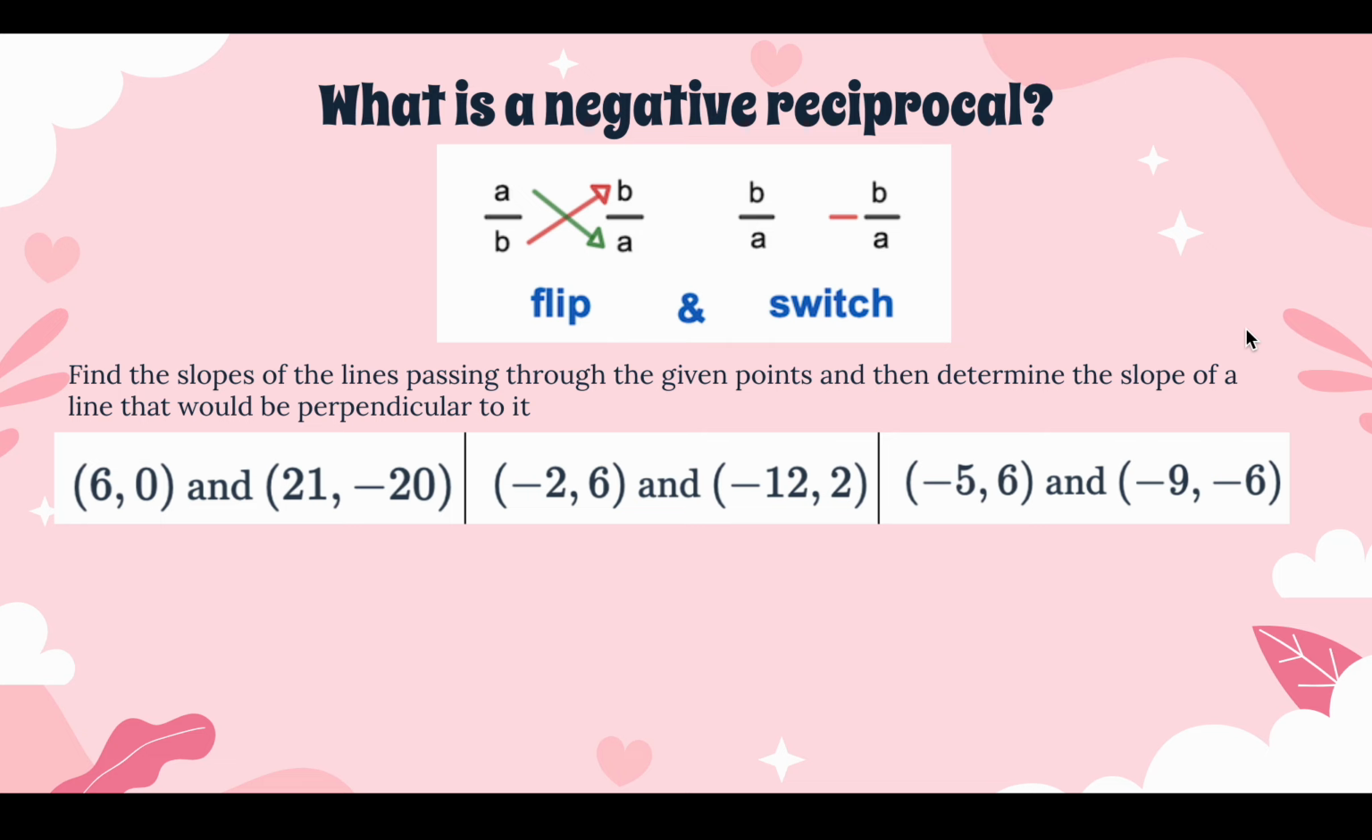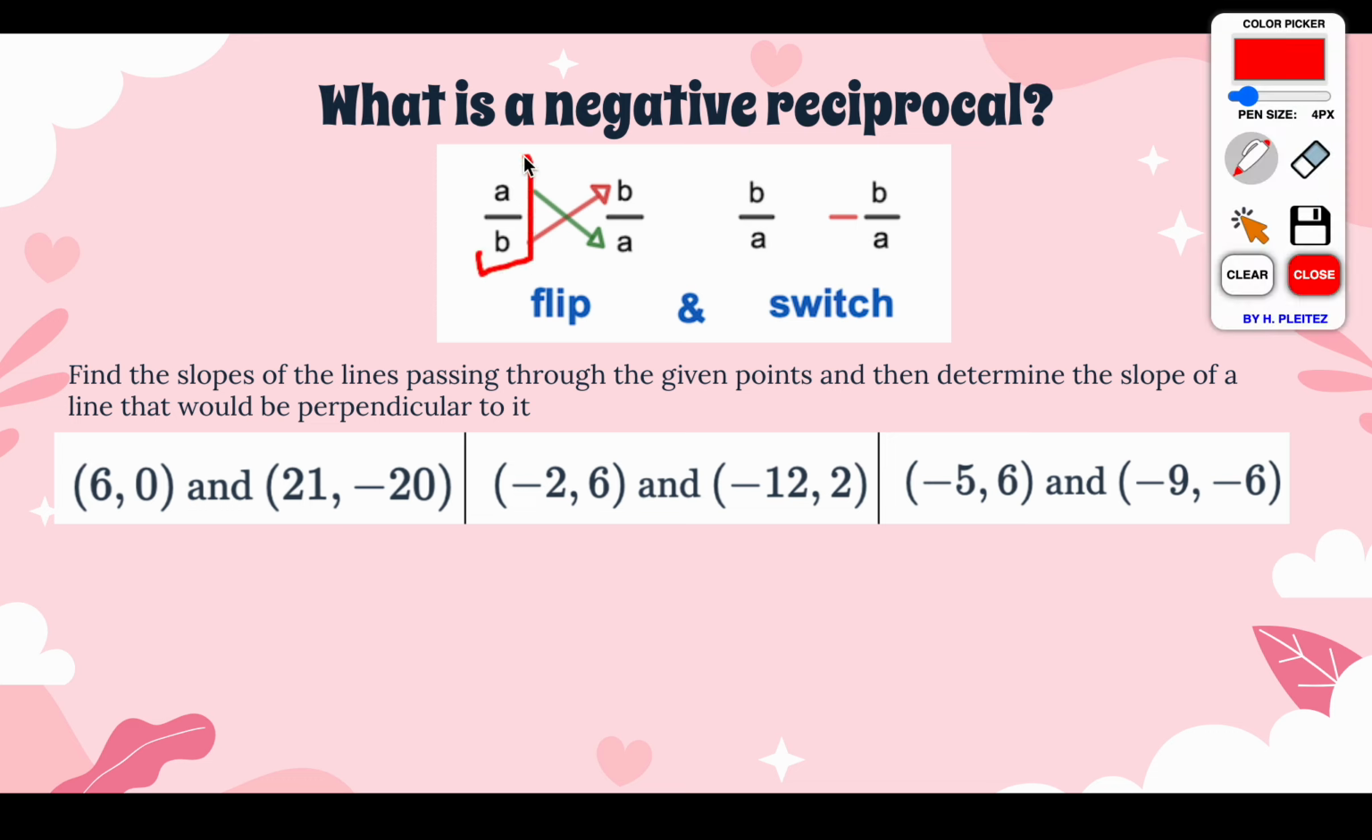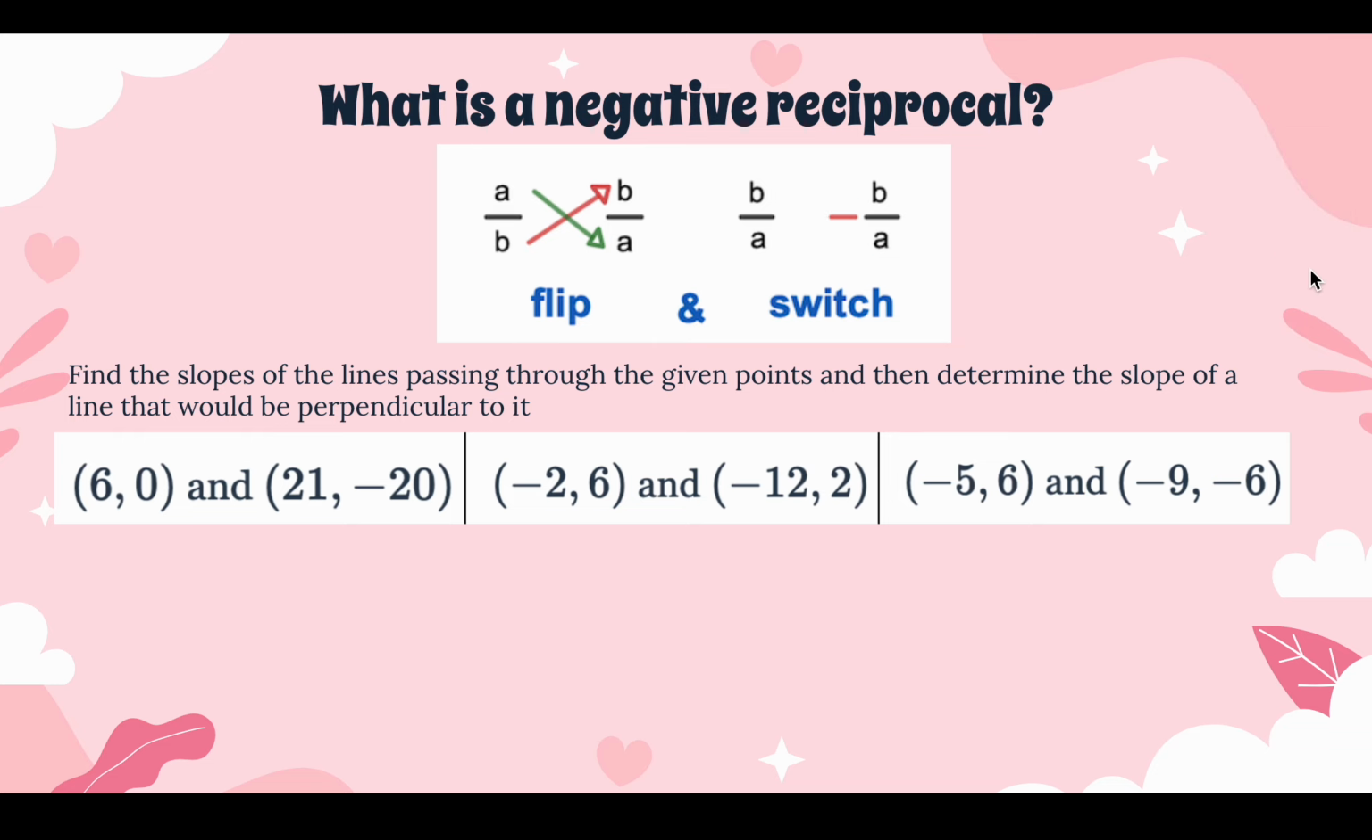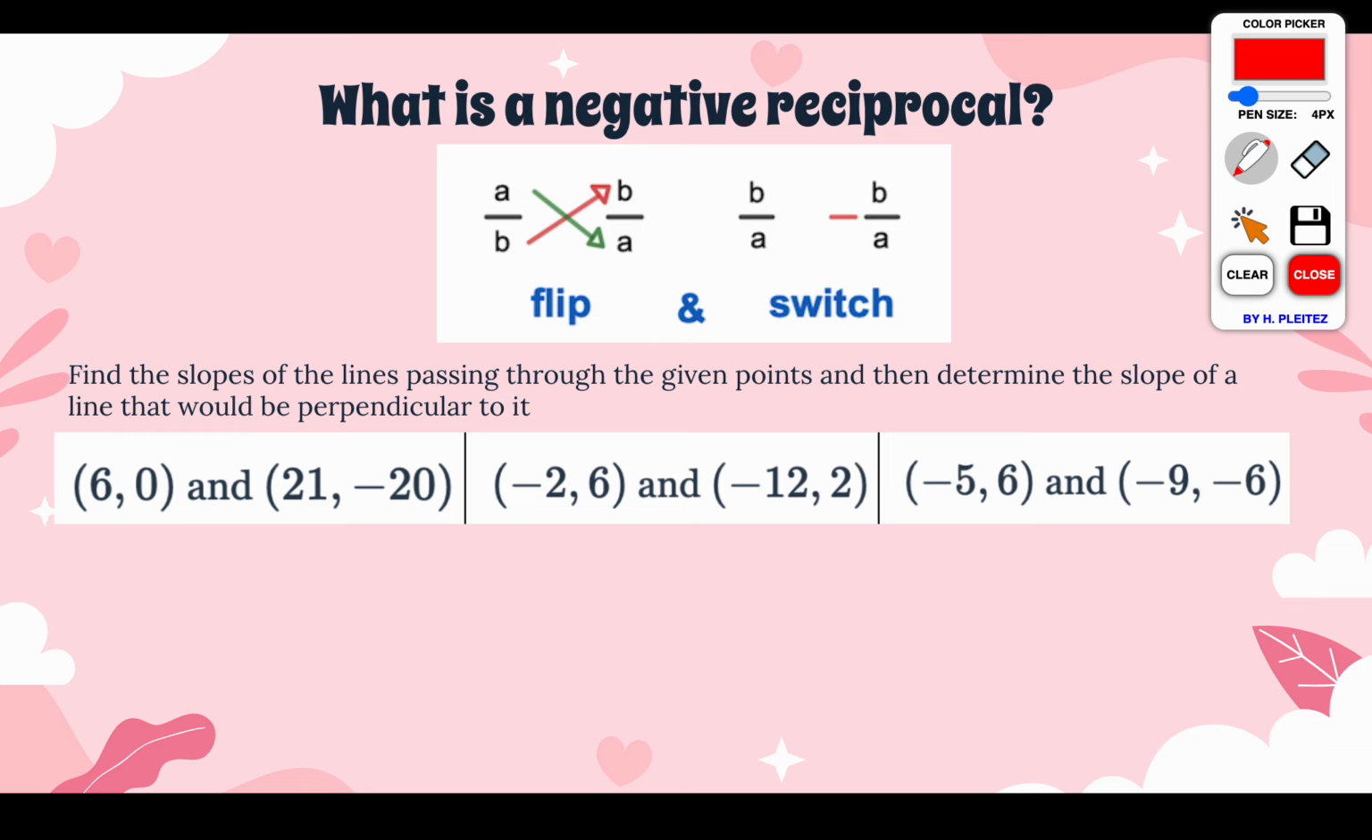So in this case, we have A over B as our original slope. So if we flip that fraction around, we get B over A, but then we also need to add that negative sign in it. And if it was negative, switching the sign you'd have to have a positive slope. So we're going to find the slopes of these lines passing through these 2 points, and we're going to determine the slope of a line that would be perpendicular to it.